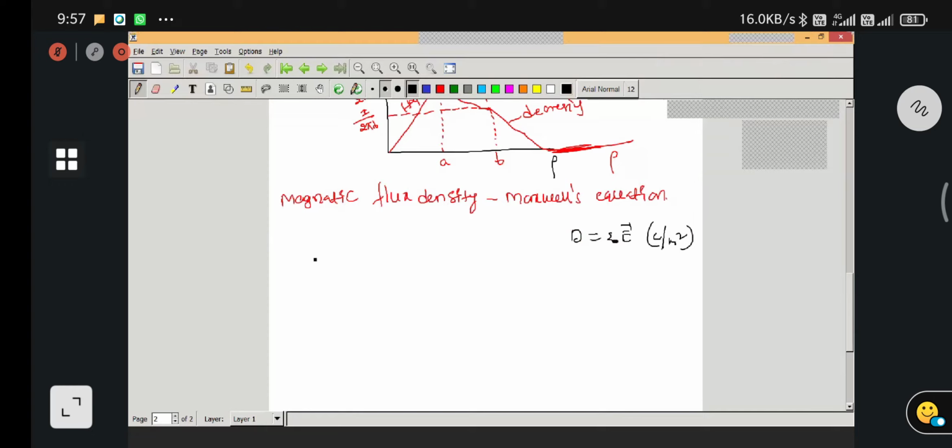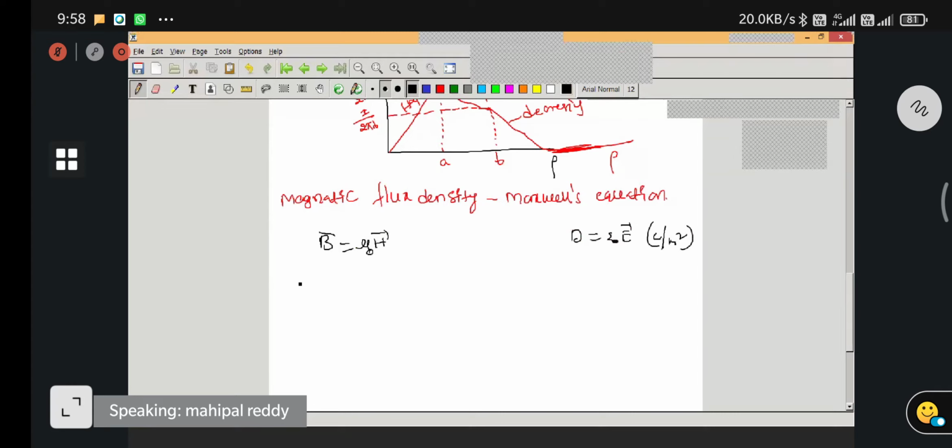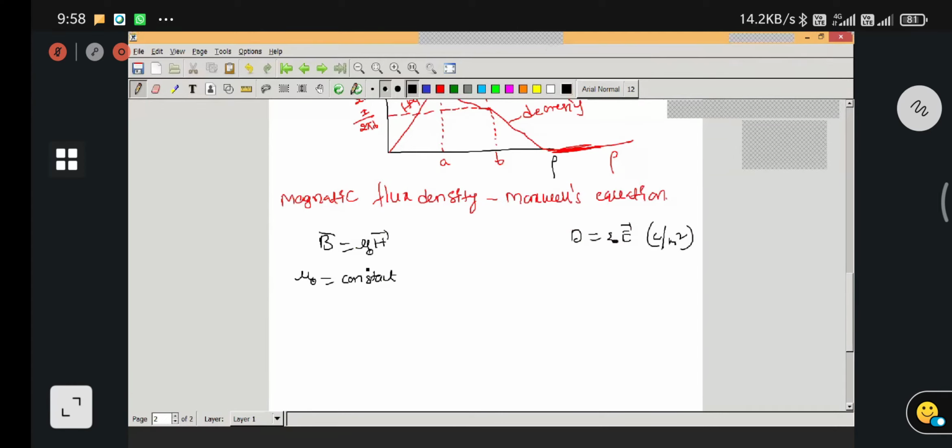In magnetics, the B-H relation: B is equal to mu naught H, or mu H, where mu equals mu naught mu R. What is mu naught? This is a constant value, the permeability of free space. The units are Henry per meter, which we discussed already. The value is 4 pi into 10 to the power of minus 7 Henry per meter.